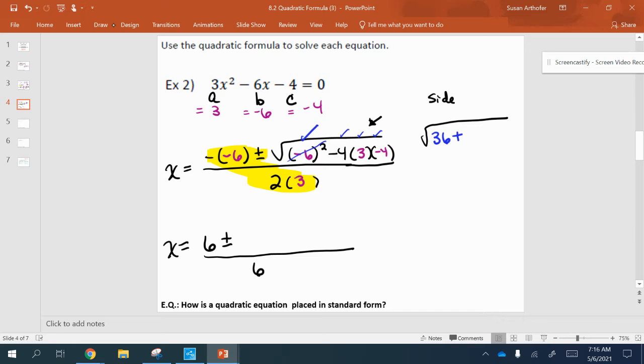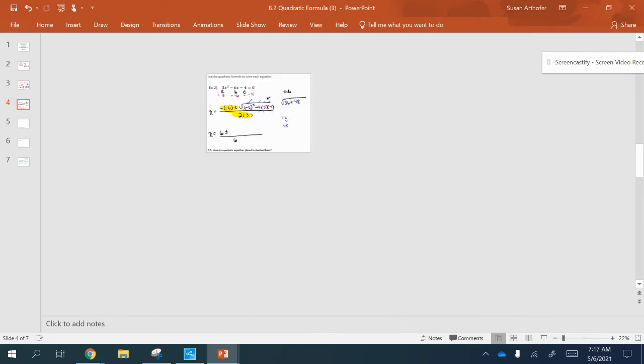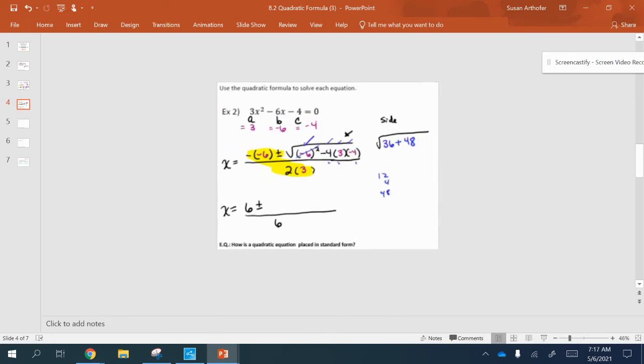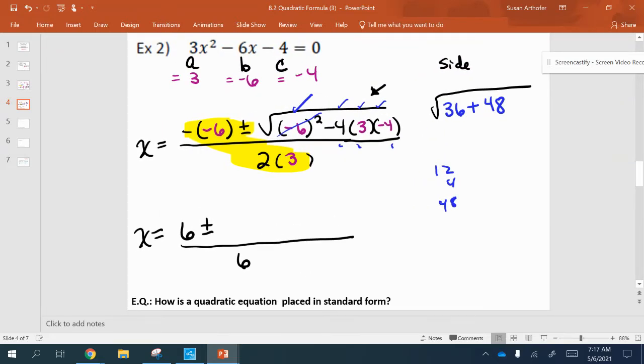And then 4 times 3 is 12. That's for the first two. Times another 4 is 48. So 12 times 4 was 48. And we have to do 36 plus 48, which is 84. Okay, so we're not done yet. So if we add those two numbers up, we get 84.